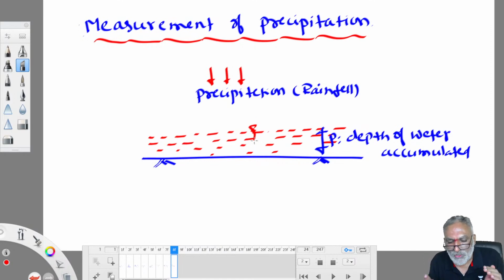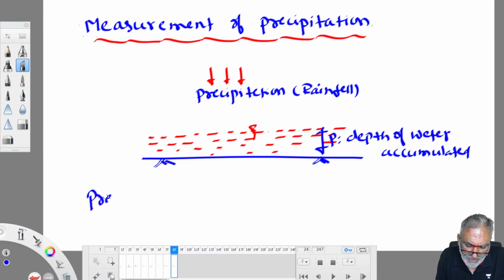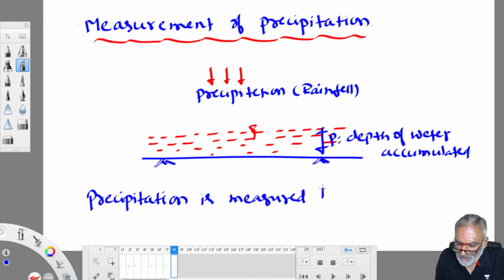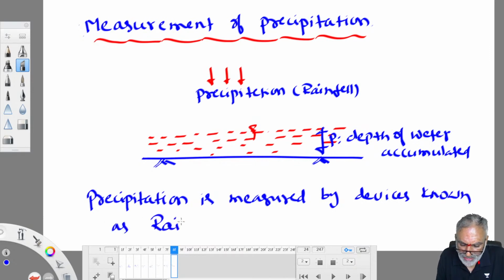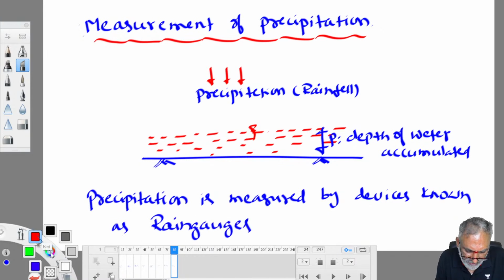So therefore, we use some kind of devices. The principle is this: precipitation is measured as a depth of water accumulated on a level ground. But it's not possible practically. Therefore, precipitation is measured by devices known as rain gauges, rain gauges. Some people call them gauges also.